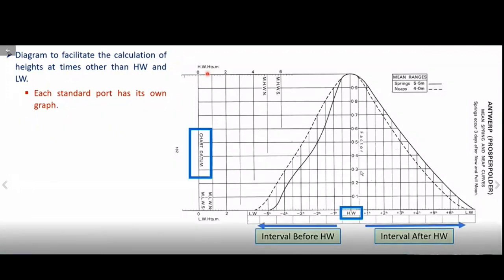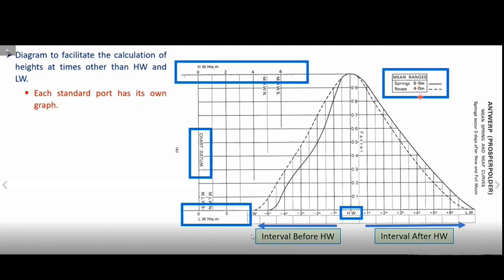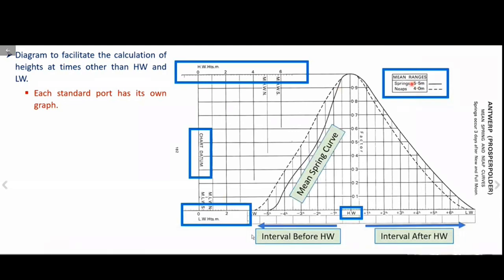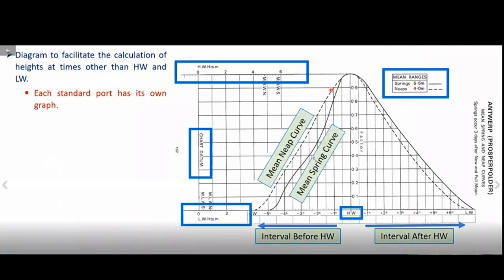Then different items which are given in this diagram. You have the high water time in the middle, plus shows interval after high water, minus shows interval before high water. Then you have a scale on top, that's the high water scale. You have a scale at the bottom, that's the low water scale. Mean curve is solid line, spring curve is solid line, and the neap curve is the dotted line.